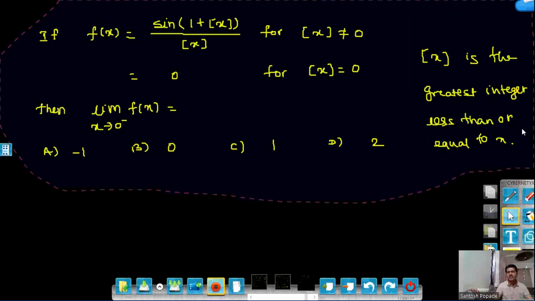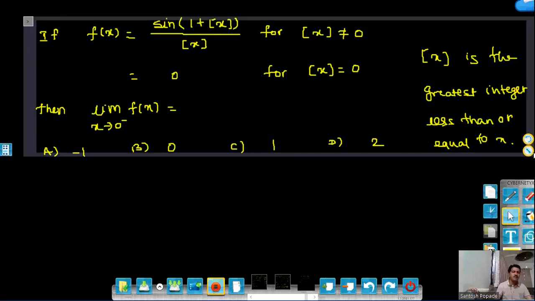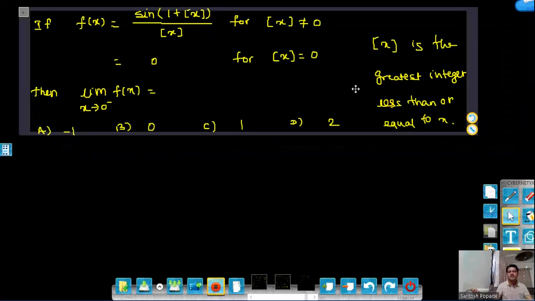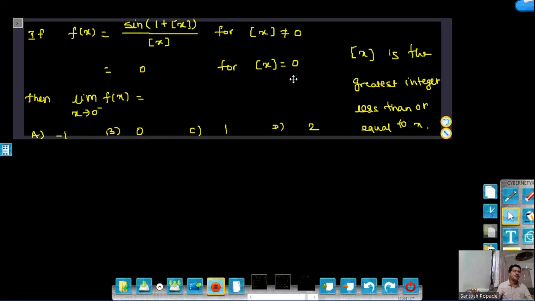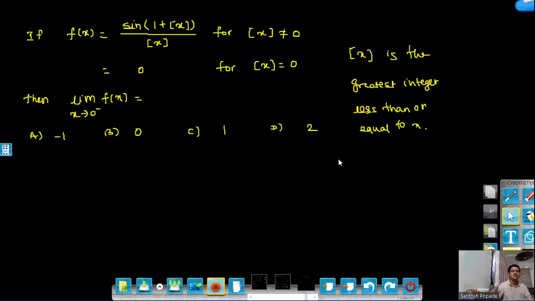Now x is tending to 0 from the negative side, that means x is very close to 0 and it is negative. Remember that we have to find the limit of f of x as x tends to 0 from the left side. So if x tends to 0 from the left side, it means x is less than 0, that means x is negative, and as it is tending towards 0, it is very close to 0, isn't it?